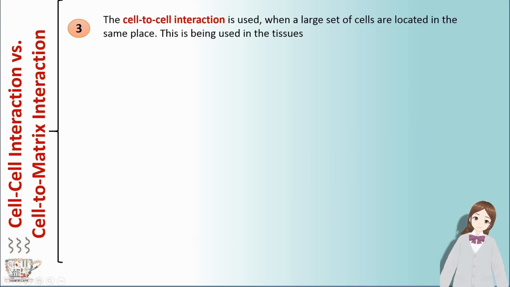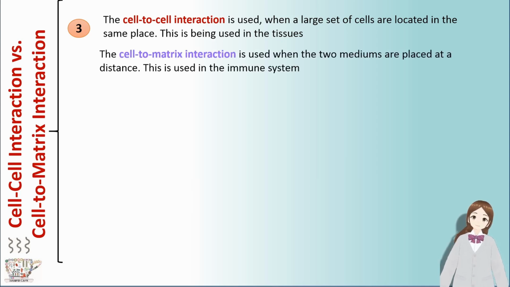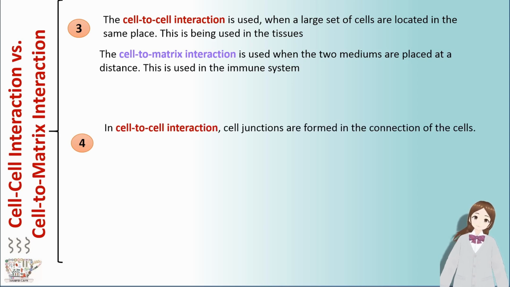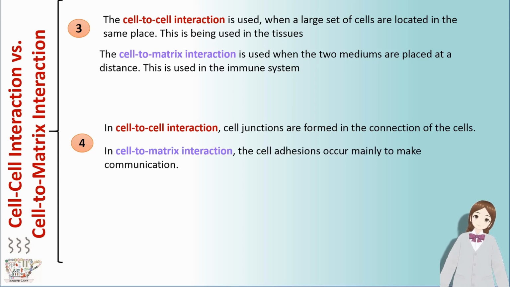3. The cell-to-cell interaction is used when a large set of cells are located in the same place. This is being used in the tissues. But the cell-to-matrix interaction is used when the two mediums are placed at a distance. This is used in the immune system. 4. In cell-to-cell interaction, cell junctions are formed in the connection of the cells. But in cell-to-matrix interaction, the cell adhesions occur mainly to make communication.